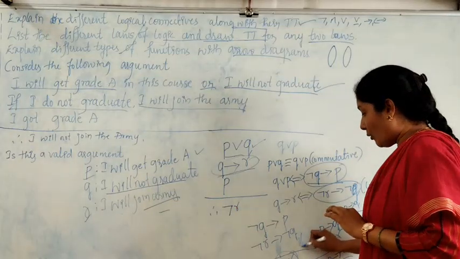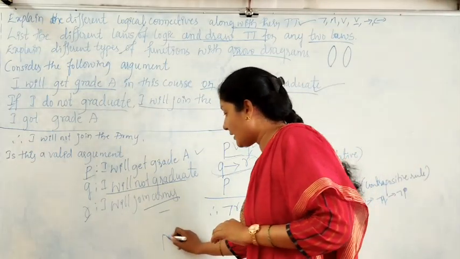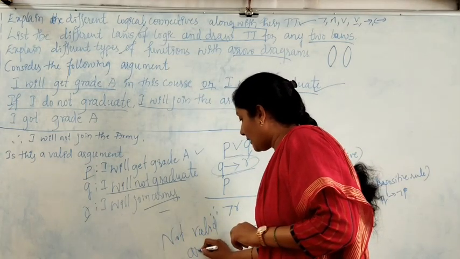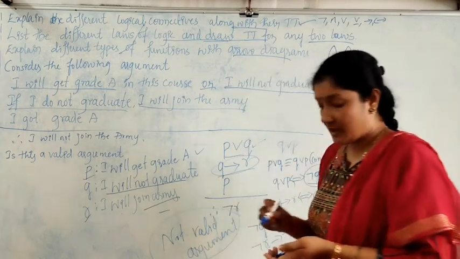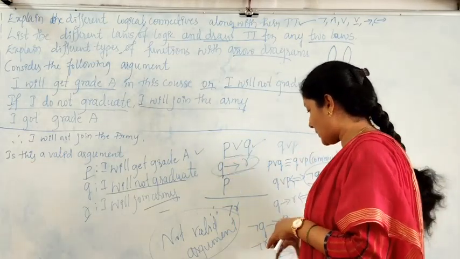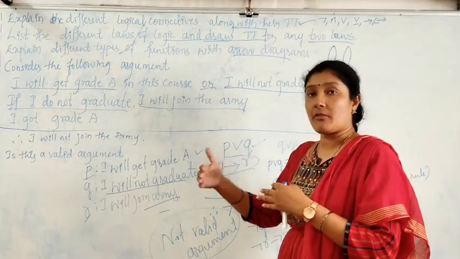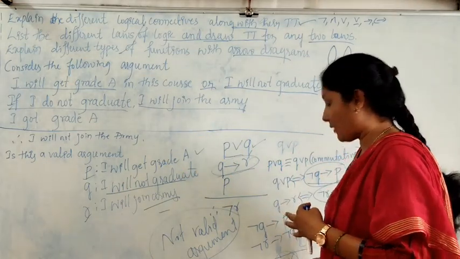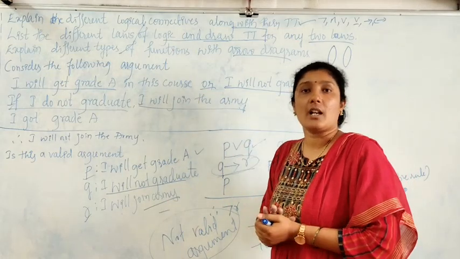Therefore, no rule of inference is applicable here. Therefore, this is not a valid argument. So, this is the answer. Because whenever we write this argument in the form of propositions, we are supposed to get this argument applicable for any of the rule of inference. But here, this is not applicable for any of the rule of inference. Therefore, this argument is not a valid argument.